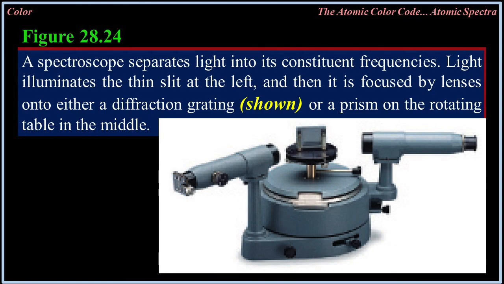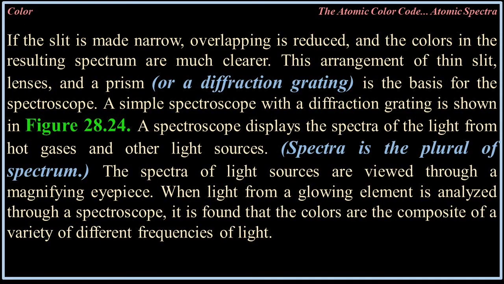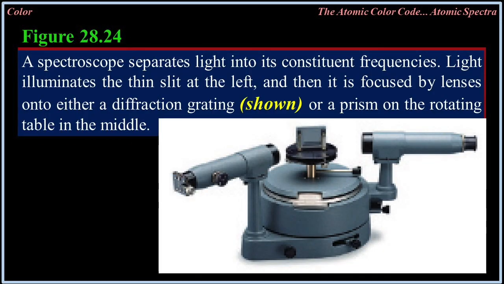A spectroscope displays the spectra of light from hot gases and other light sources. Spectra is the plural of spectrum. The spectra of light sources are viewed through a magnifying eyepiece. It is found that the colors are the composite of a variety of different frequencies of light. Figure 2824. A spectroscope separates light into its constituent frequencies. Light illuminates the thin slit at the left, and then it is focused by lenses onto either a diffraction grating shown or a prism on the rotating table in the middle.